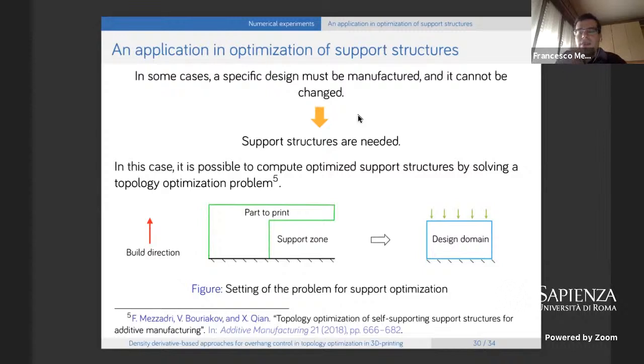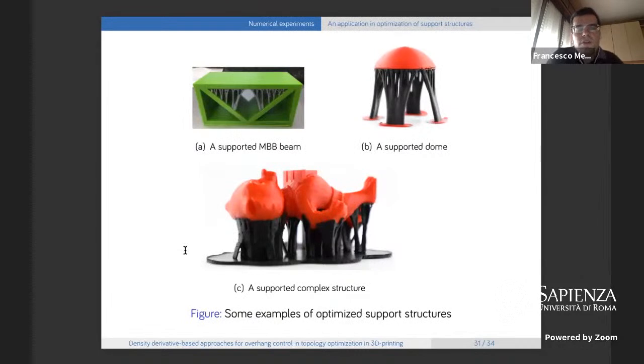We can nonetheless try to use topology optimization to save some material, and so save the overall process. In particular, we could try to compute some optimized support structures by solving a topology optimization problem, which is the one summarized by the figure. And we actually did this, so we also 3D printed the optimized support structures that we computed, for instance, to support the horizontal overhang of an MBB beam, or to support the dome, or this bottom right case here, which is the mascot of the University of Wisconsin-Madison.